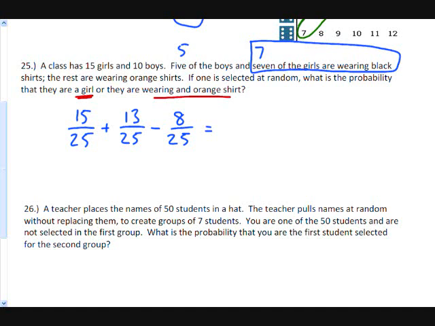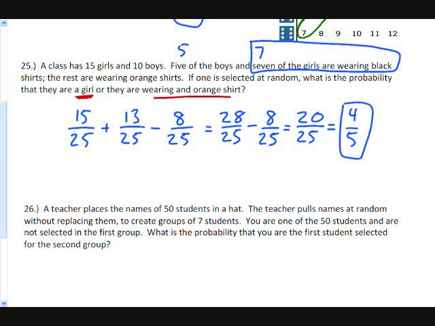So I'm going to add these together, and then I'm going to do the subtraction. And we can see what happens when we add those first 2 fractions. We get 28 over 25, which doesn't seem to make any sense because we've added those 8 girls twice. Now when we subtract that overlap, it gives us 20 out of 25, which reduces to 4 over 5. So again, when these things are overlapping, when they're inclusive, we have to subtract the overlap.